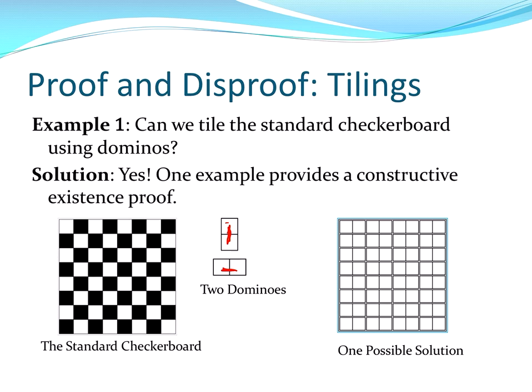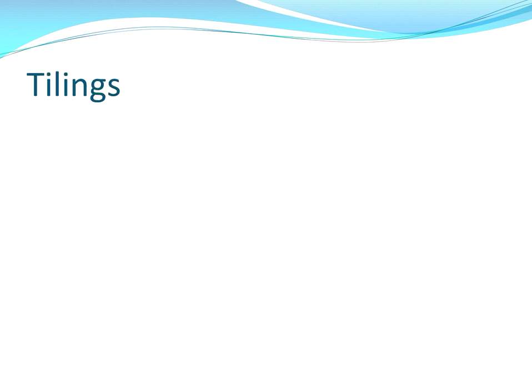The constructive existence proof would be to take those, in this case horizontally oriented dominoes, and demonstrate that we can tile the 8 by 8 checkerboard with 4 columns of 8 sideways oriented dominoes. There are other solutions as well, but we only need to exhibit one to prove that we can do this. Let's look at another example.